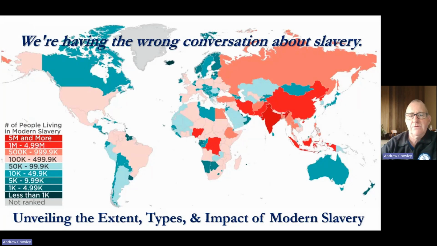Tonight we're going to talk about slavery, but traditionally and in the headlines, slavery is usually associated with the transatlantic slave trade and taking Africans across the Atlantic to North America. This transatlantic slave trade was abolished 200 years ago, but obviously the legacy continues. However, I think we're having the wrong conversation about slavery.